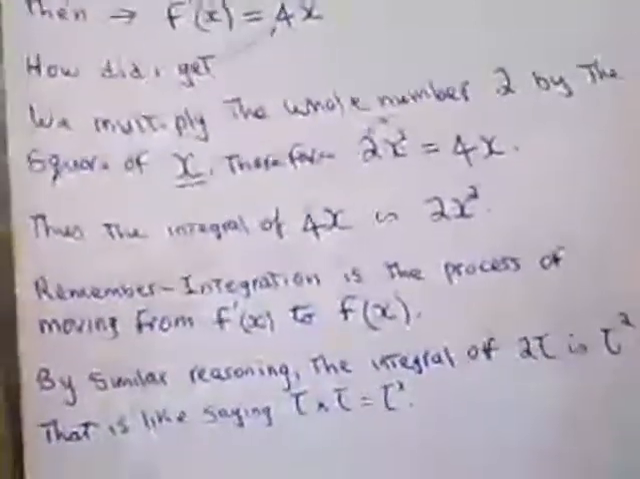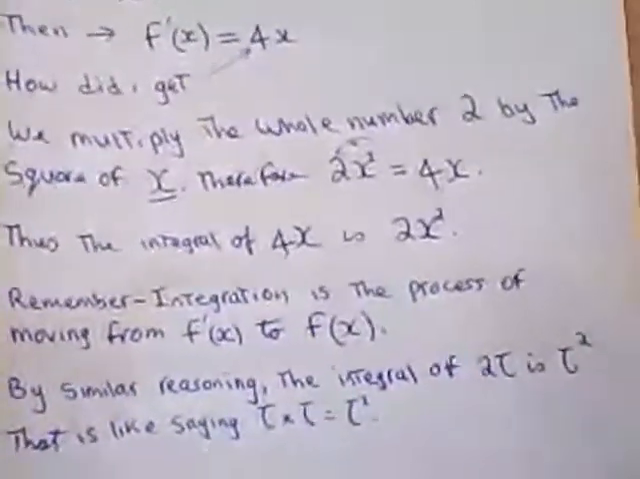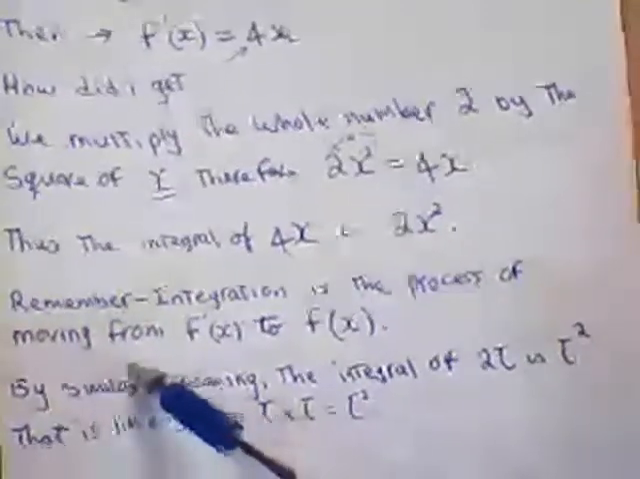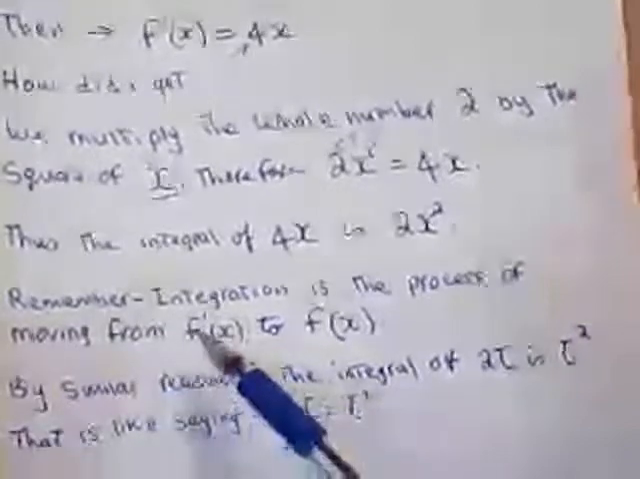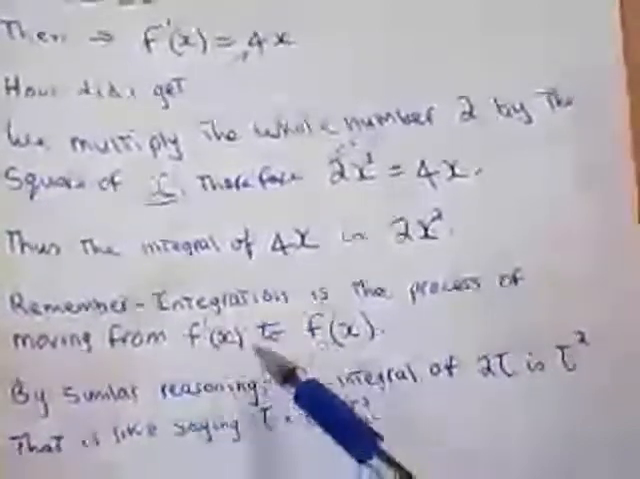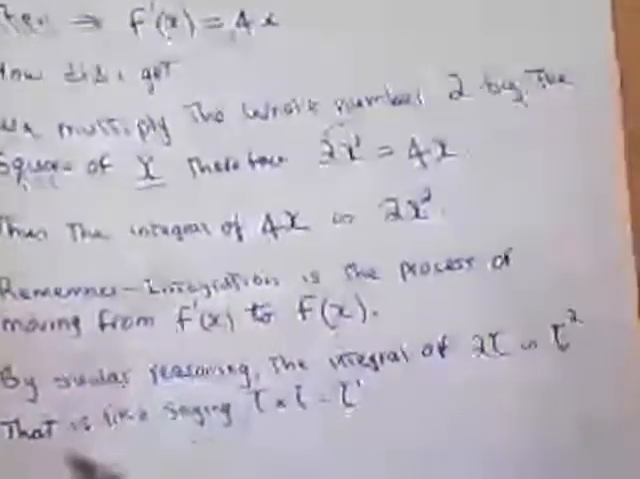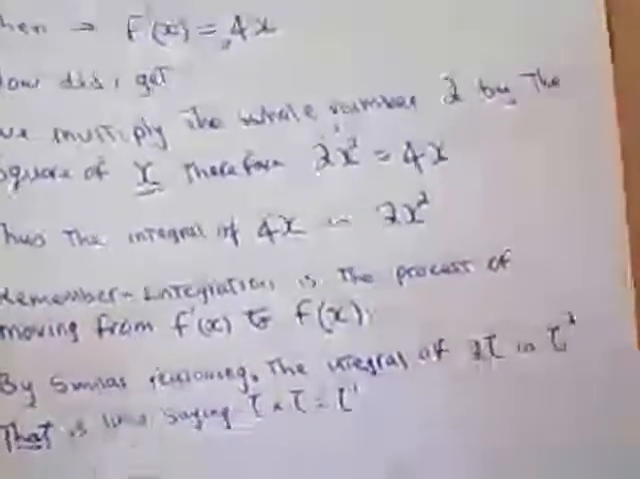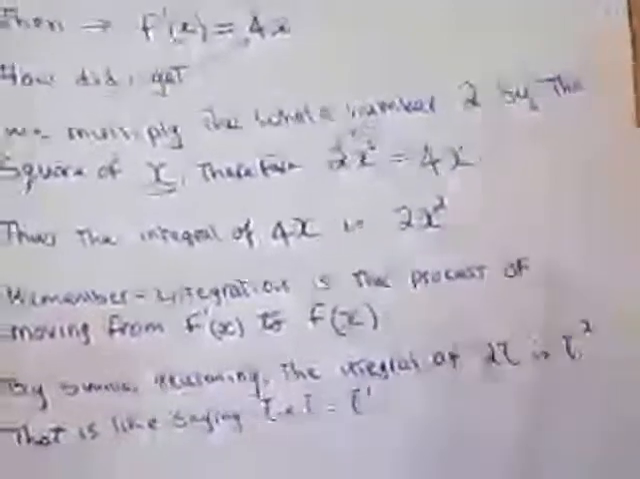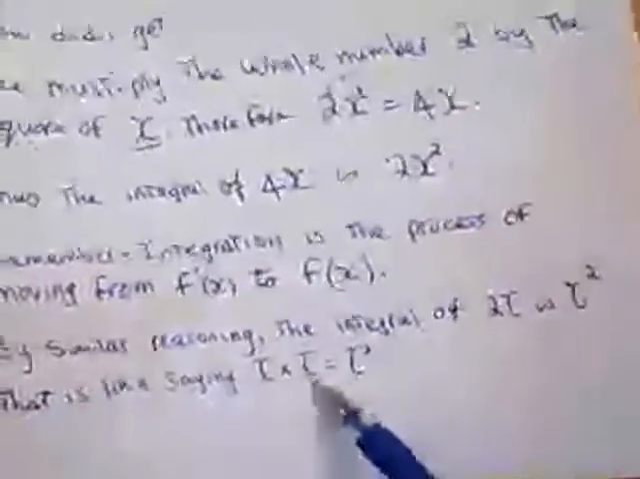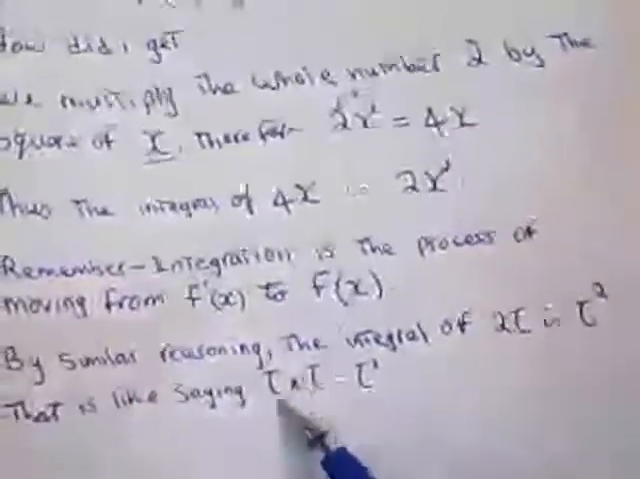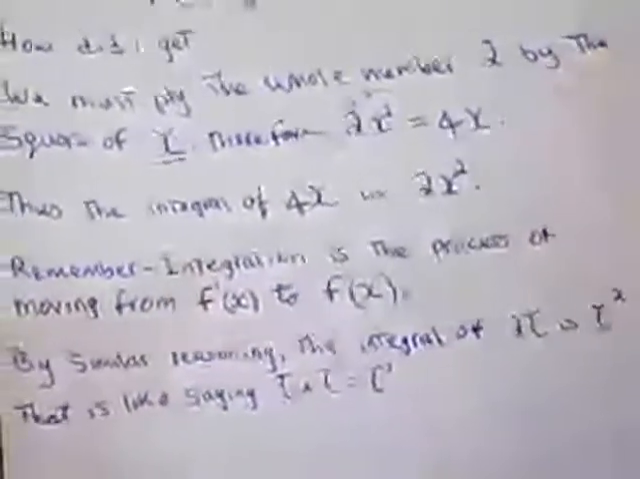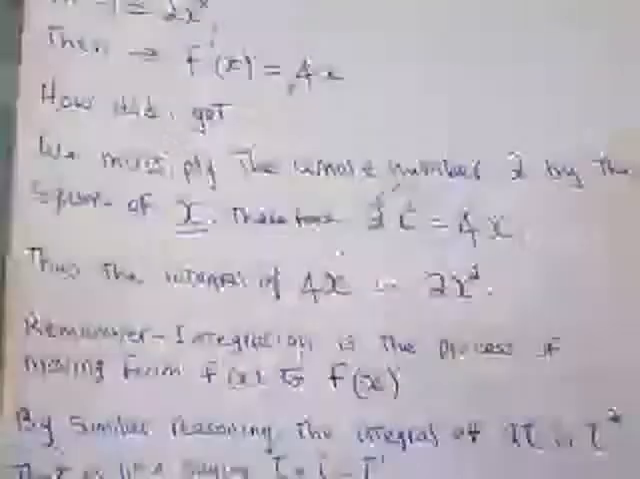Now, remember, integration is the process of moving from f dash x to f(x). By similar reasoning, the integral of 2t is t squared. That is like saying t times t equals t squared. But the only difference here is that you would be simply multiplying letters rather than numbers. So it's worthwhile keeping that in mind. Okay.